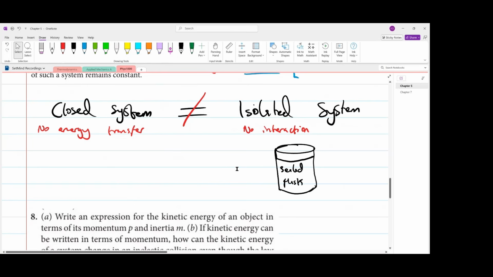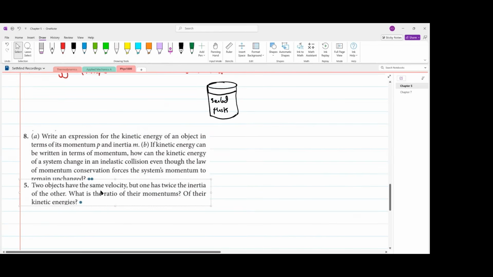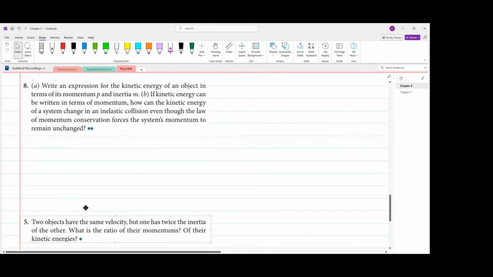However, if it is a closed system, then there's no energy transfer, but there can still be some interaction, right? So what is the best type of closed system we can think of? If you think of a collision, the system for that collision can be a closed system because energy is conserved and there's no transfer of energy, but there's still some form of interaction. I hope this makes sense, but don't worry, we are going to do questions that can help with our understanding.